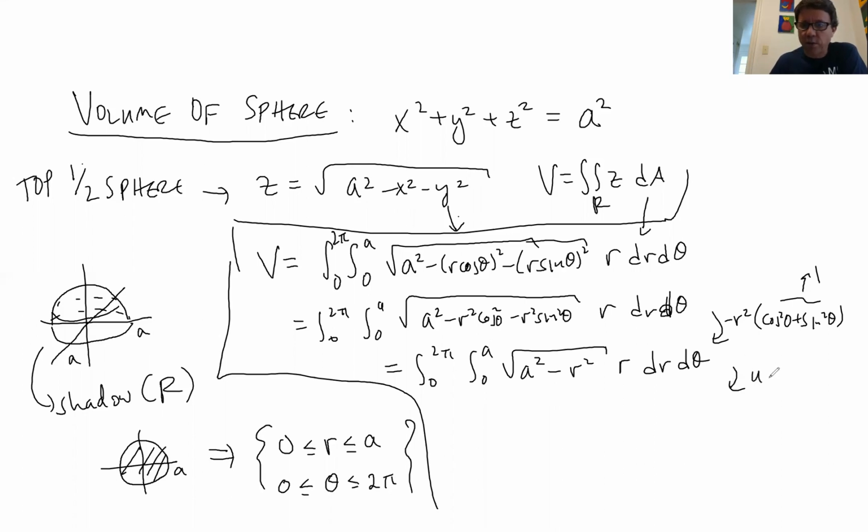And how do you do that? You let u equal a squared minus r squared. du will be negative 2r dr. And so you'll end up getting the integral from 0 to 2 pi. What will this thing become? Well, I have negative a half because of this 2, and this will be u to the negative half power. So you've got this negative a half u to the half power.